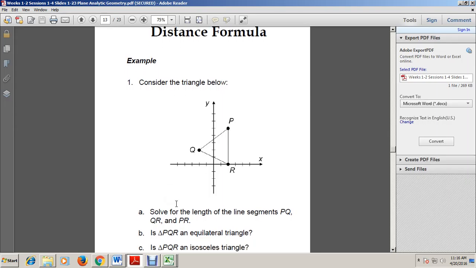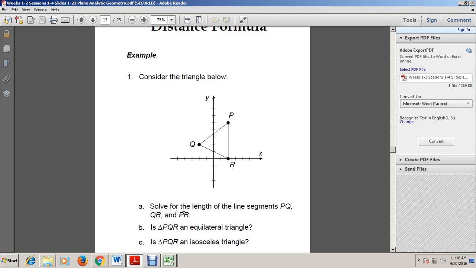Now, the succeeding questions: B, is triangle PQR an equilateral triangle? And letter C, is triangle PQR an isosceles triangle? Of course, to answer questions B and C, we will not be able to tell whether the triangle is equilateral or isosceles, not unless we have solved the lengths of the line segments PQ, QR, and PR.